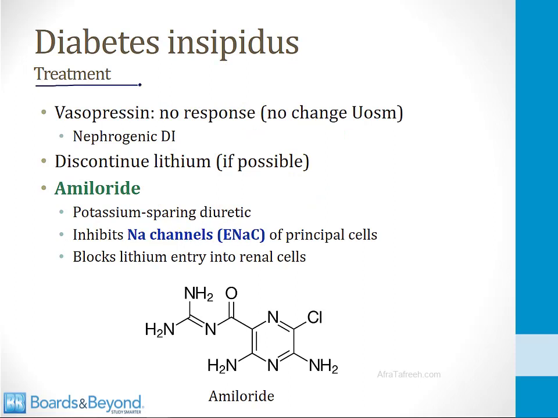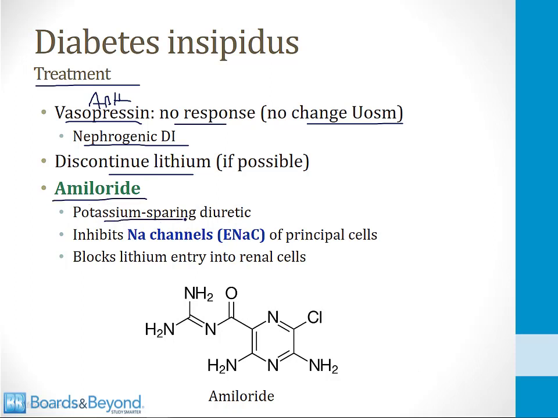In terms of treatment of nephrogenic diabetes insipidus caused by lithium, if you administer vasopressin, which is an antidiuretic hormone analog, you will see no response. In other words, no change in the urine osmolarity, and that's because this is a form of nephrogenic DI, and only central diabetes insipidus responds to vasopressin. The ideal treatment is to discontinue the lithium, but this is not always possible. Some patients with bipolar disorder really need the drug. And in those cases, you can use a diuretic called amiloride.